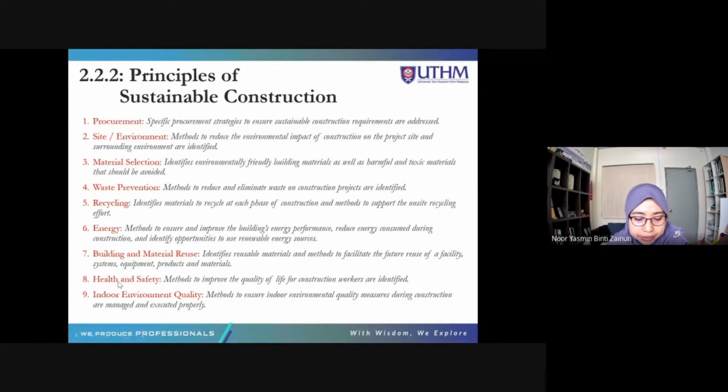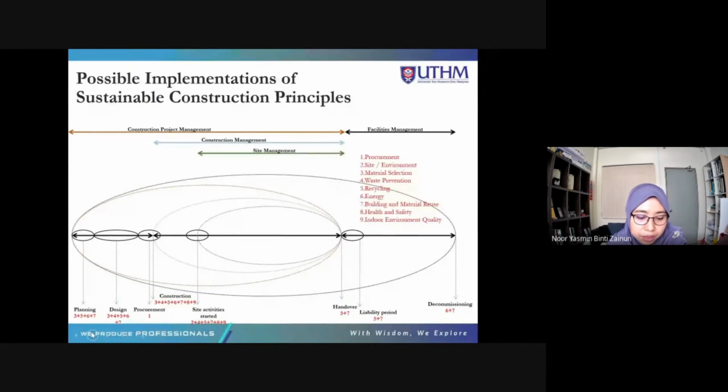For health and safety, we need to identify methods to improve the quality of life for construction workers. And lastly, for indoor environment quality, we need to properly execute methods to ensure indoor environmental quality measures during construction are managed. Okay. So this is the possible implementation of sustainable construction principles.